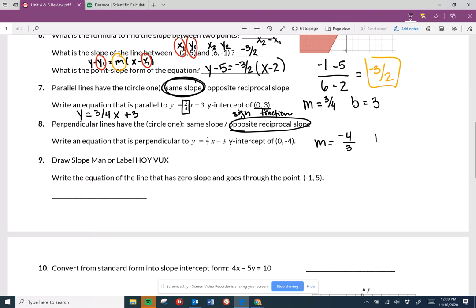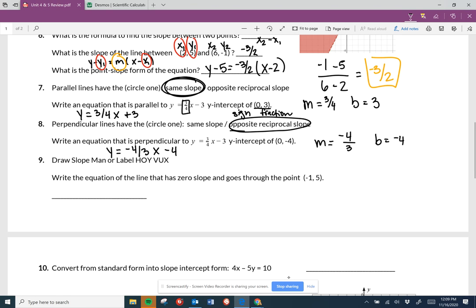The b value they actually give us in the problem, and it has a b value of negative 4. So when we come over here, we are going to sub those in. y equals negative 4 over 3x minus 4. Okay, so that's our perpendicular line. Number 9 asks us to draw slope man or label Hooyvux.